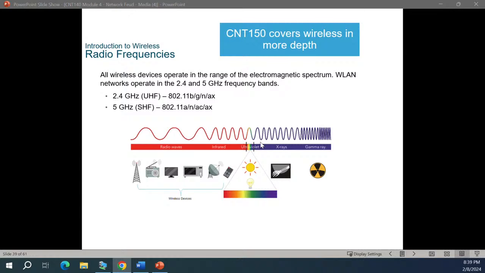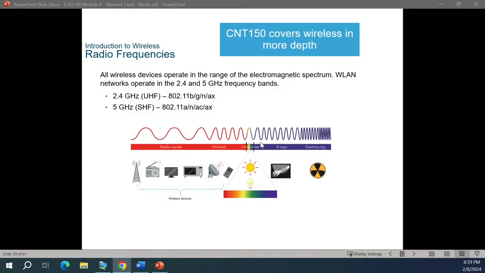And then if we have 5 gigahertz, it's 802.11, and the standards would be A, N, AC, and AX. This standard was created by the IEEE. It's important to know that. You probably also need to know WPAN, maybe Zigbee, WiMAX. So you want to know what those standards are, the 802.15s, the 802.16s. And then, again, just memorize them.